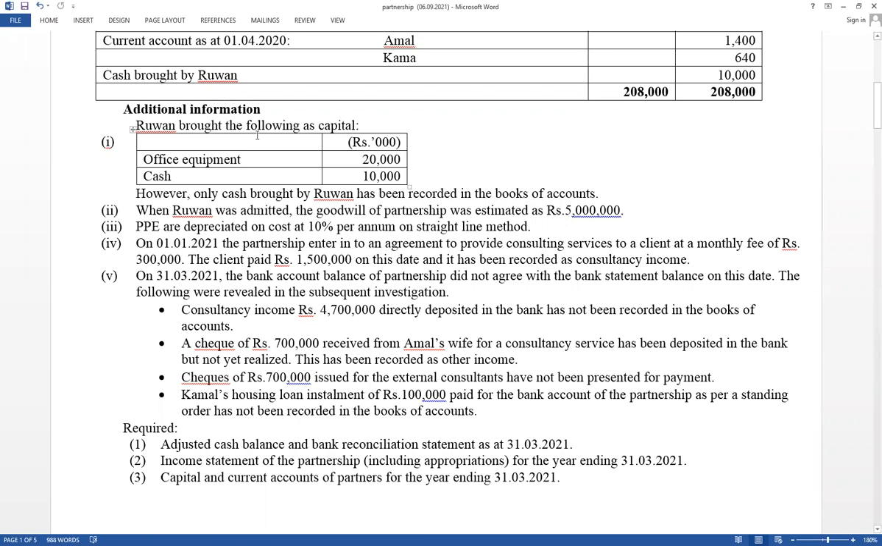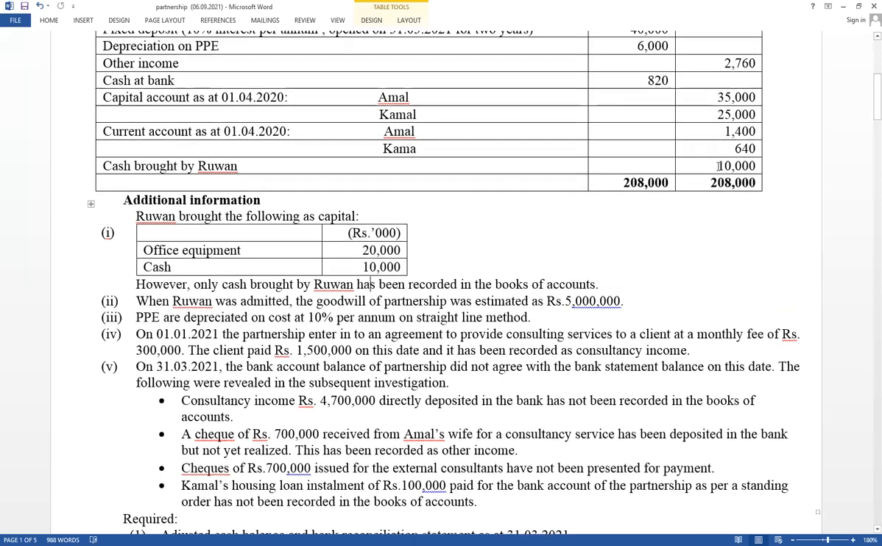Ruwan brought the following as a capital. Office equipment 20,000. Cash 10,000. Think cash value available trial balance also. But office equipment also brought by new partner as a capital. It has given, however, only cash bought by Ruwan has been recorded in the books of accounts. Think cash account debit, capital account credit. But office equipment also brought by new partner as a capital. Therefore, office equipment, property, plant and equipment account debit, capital account credit.